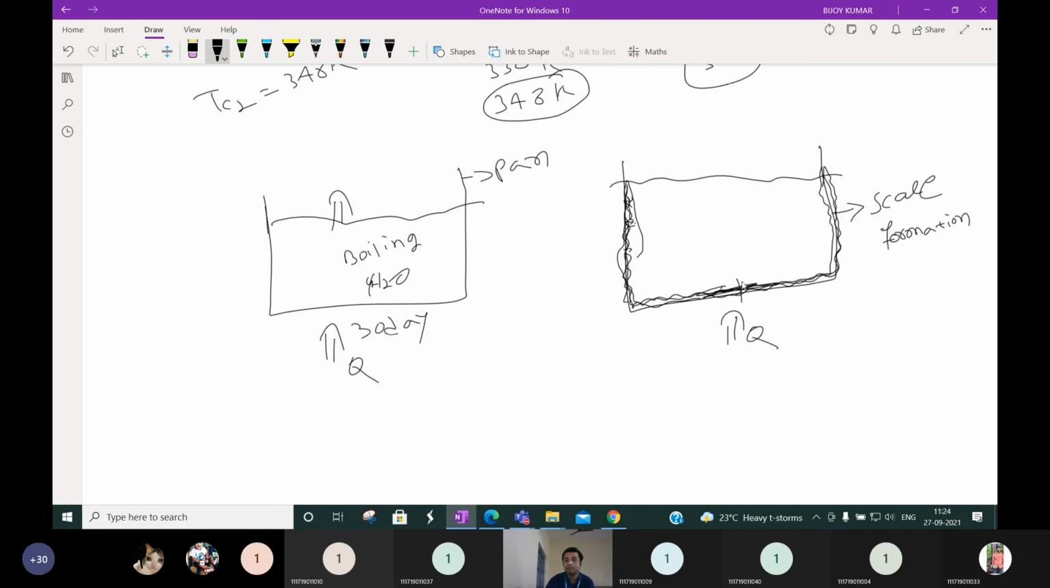This scale will provide a separate resistance to heat flow. It means if we supply the same amount of heat, the amount of heat that will be received here will be less compared to this. So that is the concept. That's why if the scale is getting formed, then the rate of heat transfer is less. And this concept of formation of this scale, we call it the fouling factor.